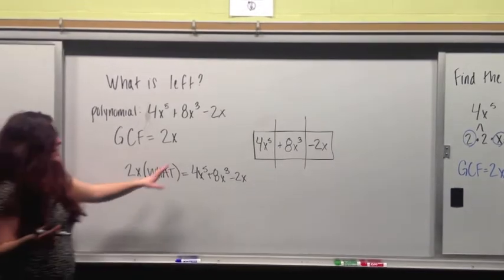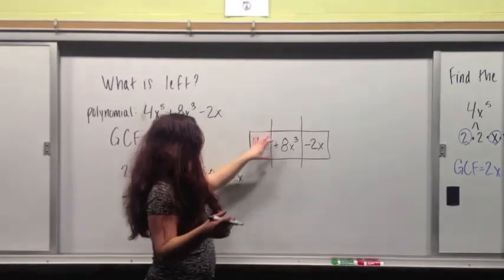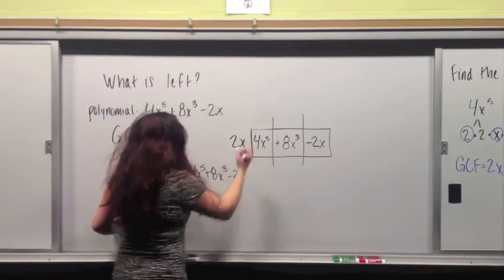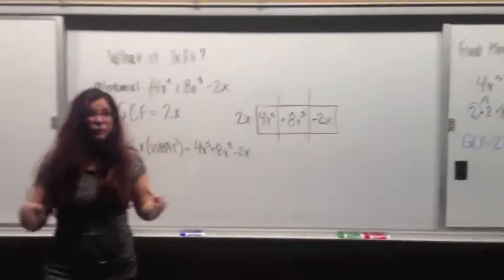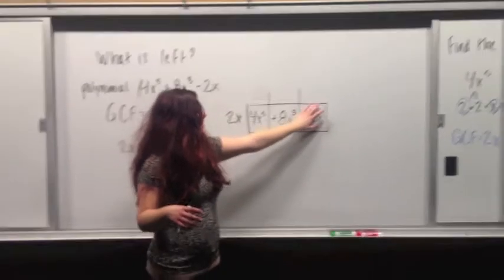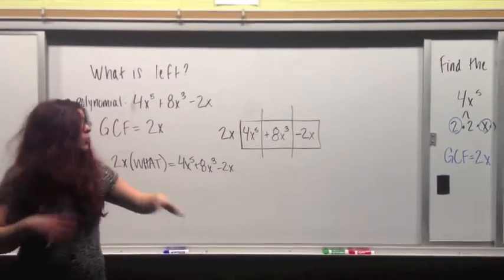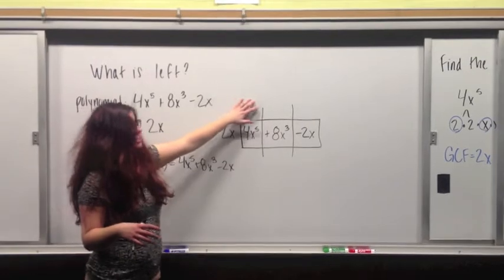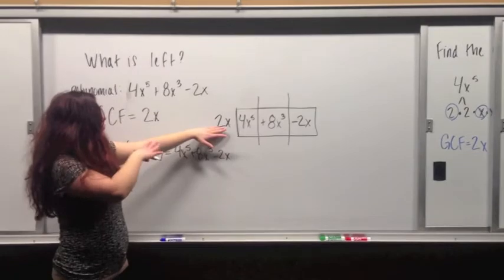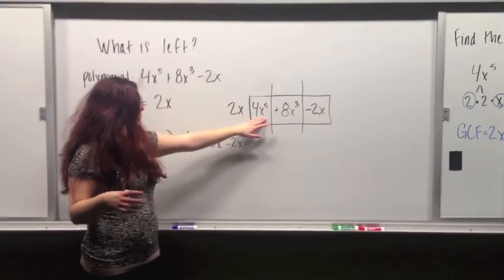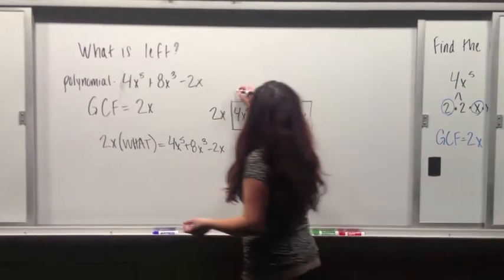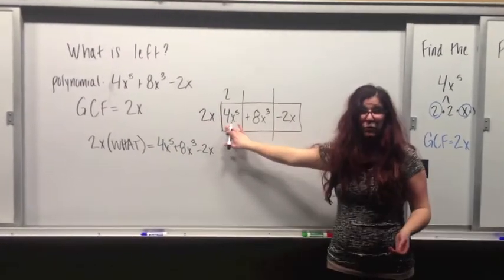So how we're always going to set it up is our original polynomial is going to go right inside of our box, and our GCF, our 2x, is going to go on the outside. And if you remember from multiplying polynomials, the way that we used to fill in the inside of our square was we multiplied our outside numbers together to fill it in. So now we're just kind of reversing it. So I want to ask, what is 2x times what equals my 4x to the 5th? So obviously we need a 2, because 2 times 2 is going to give me my 4.